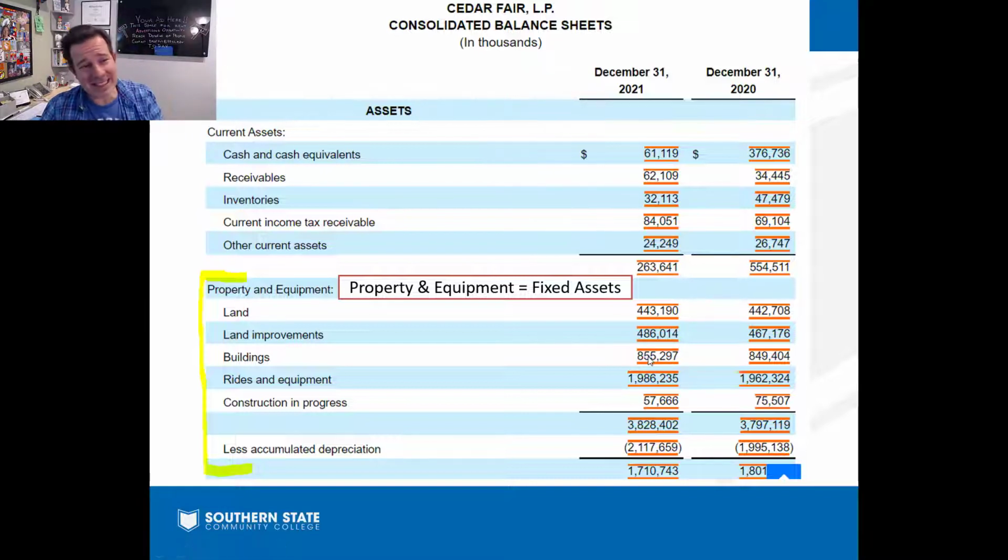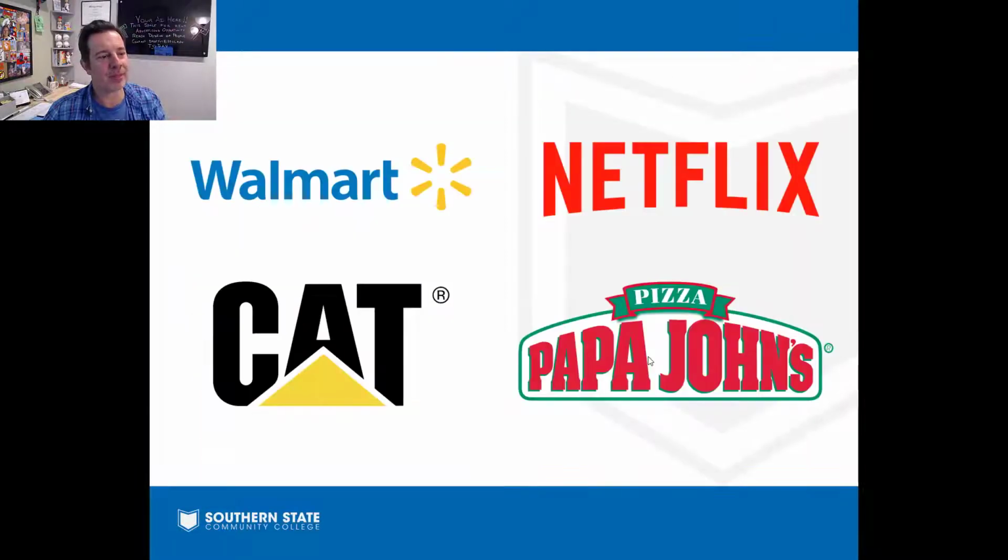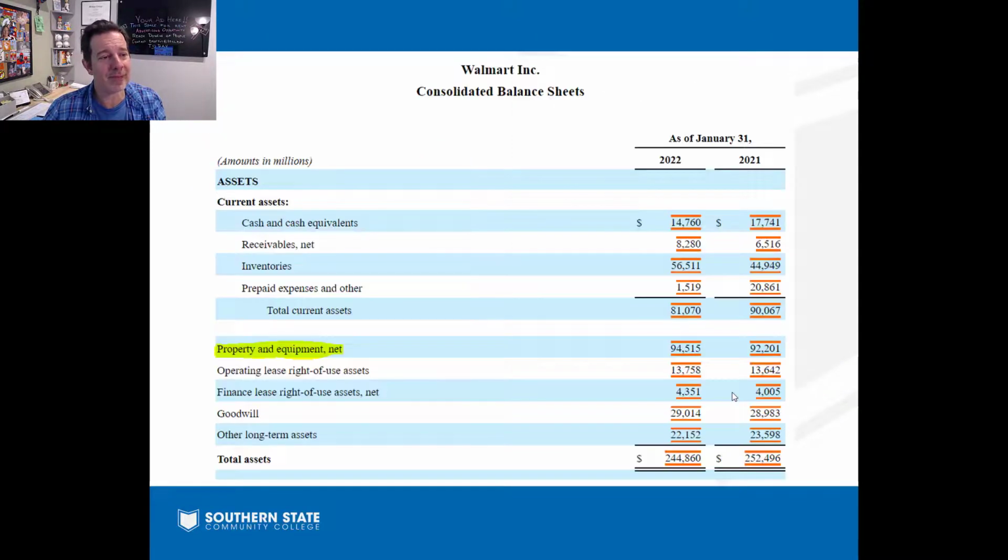So the idea is that we're trying to keep track of those fixed assets, making sure we have a number for them to put on that balance sheet. So just to show you a couple of different examples of what this looks like on the balance sheet. Now, take a look at Walmart, Netflix, Caterpillar, and Papa John's. I have four completely different businesses here, four different balance sheets. But what you're going to see is they all kind of look the same when it comes to recording those fixed assets or property and equipment.